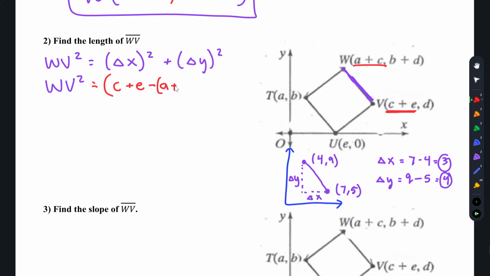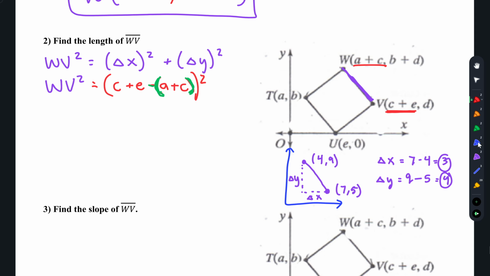When I plug this in, it is very, very important that we put this in parentheses because I want to subtract that entire thing. That's going to end up distributing that negative sign to the a and to the c, so we don't want to forget it. That's the first part, change in the x's.